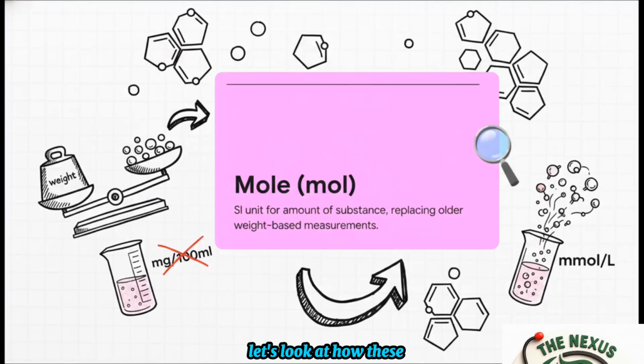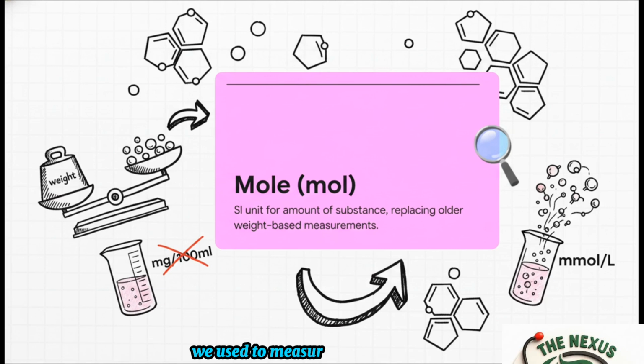Let's look at how these strict SI rules are applied to the specific, everyday working units you're going to encounter on the floor of a clinical chemistry lab. First up, we have the mole. The mole is absolutely essential. It's the SI unit for the actual amount of a substance.